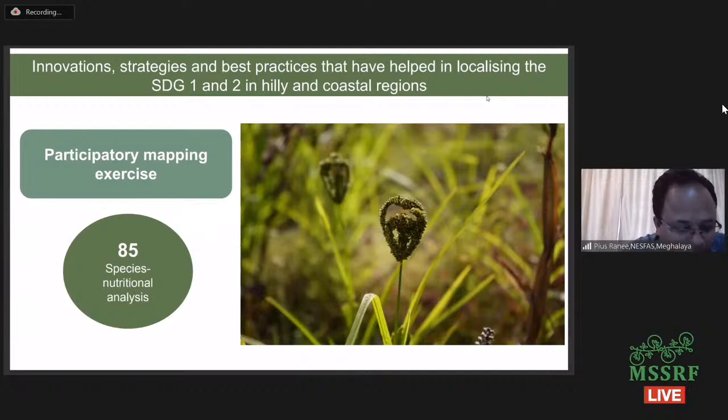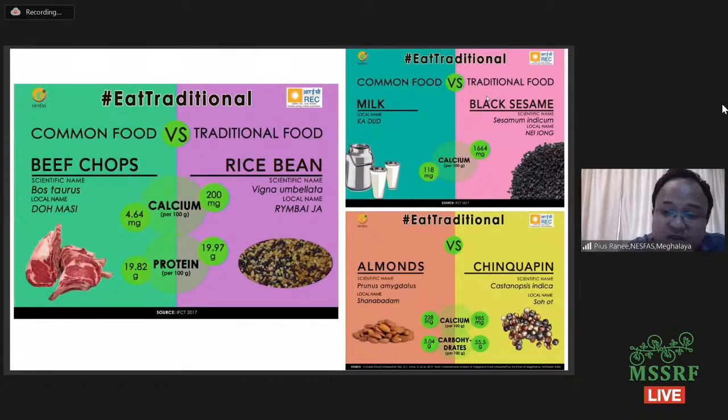So the first thing that we do is the participatory mapping exercise. On average, there are more than 200 food plants per village. Then with the help of nutritionists, we try to find out the nutritional value of around 85 common local species, for which we develop a simple poster like this one here, basically to encourage the communities to eat, respect and appreciate their own local food.